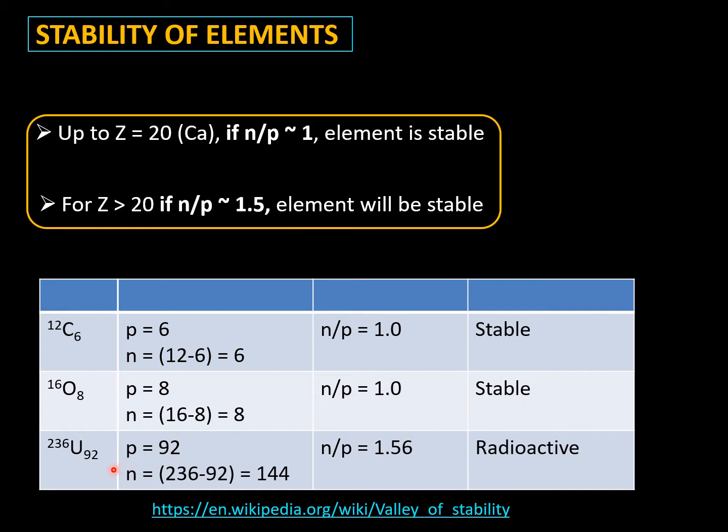Coming to uranium 236, we have 92 protons and 236 minus 92, that is 144 neutrons. If we take the neutron to proton ratio, this comes out to be 1.56, a little more than the number we mentioned to attain stability. For this reason, uranium 236 is unstable and this element is radioactive in nature. For more information about the belt of stability, you can visit this Wikipedia page.